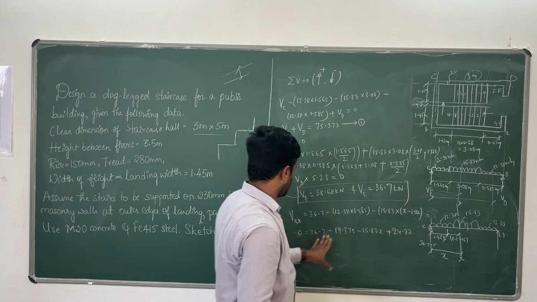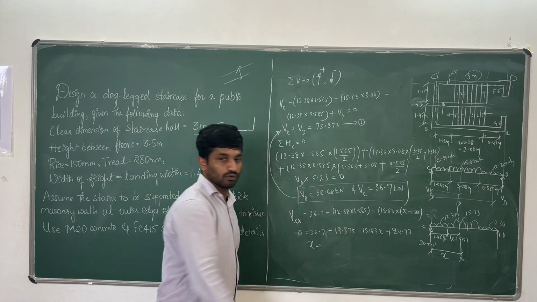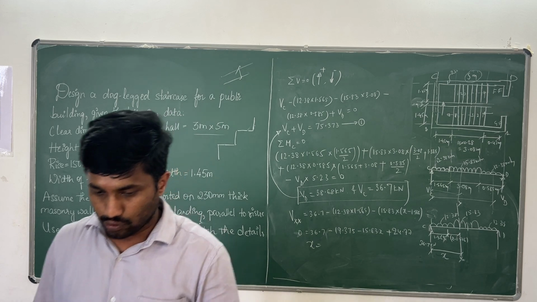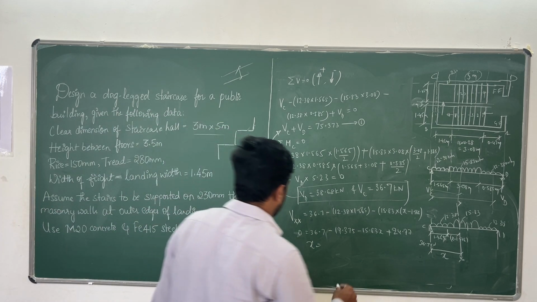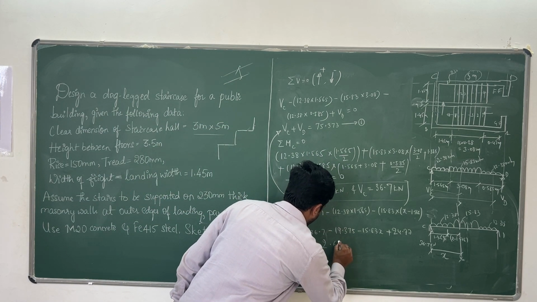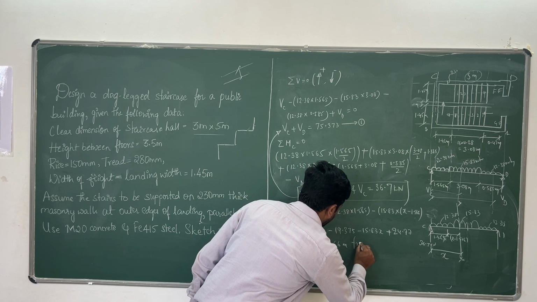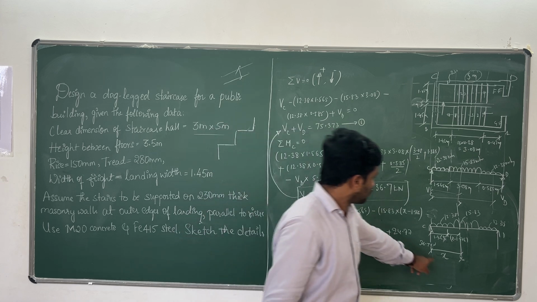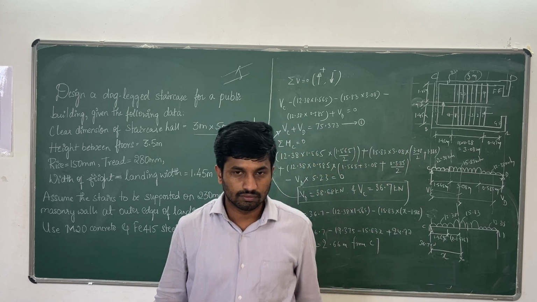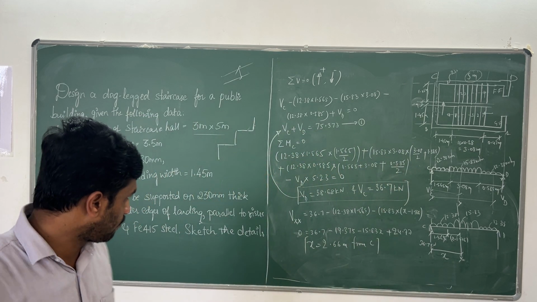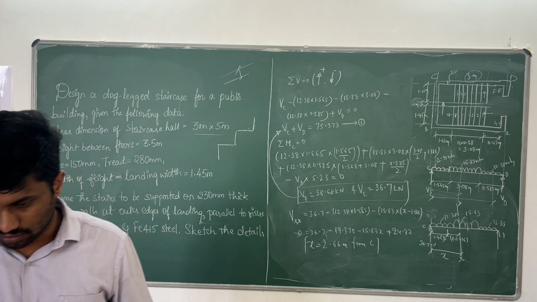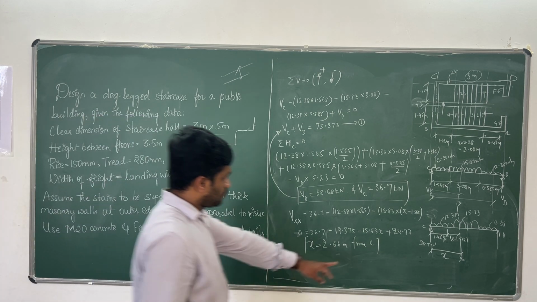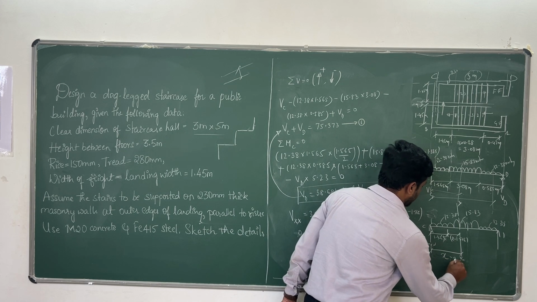24.77. Now you solve this, you are getting the x value. Please check, x is 2.66 meter from point C. Clear? So this value is 2.66 meter.